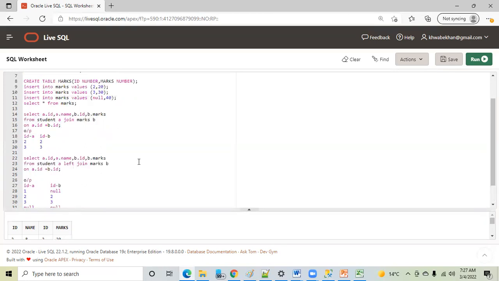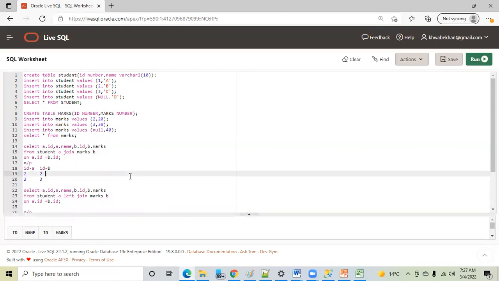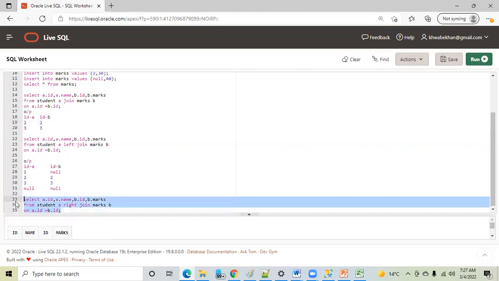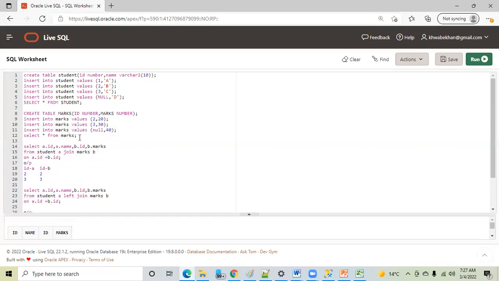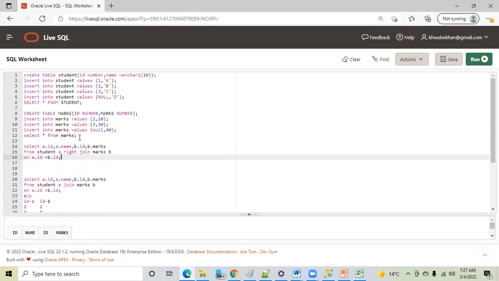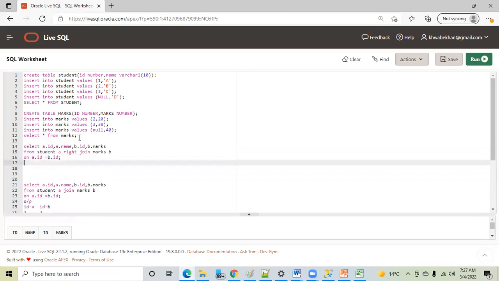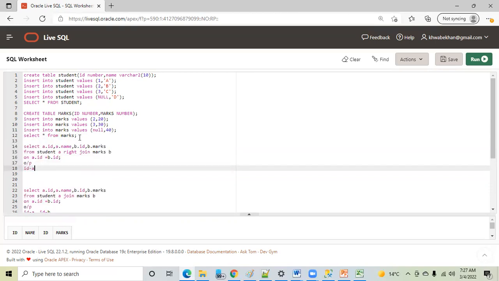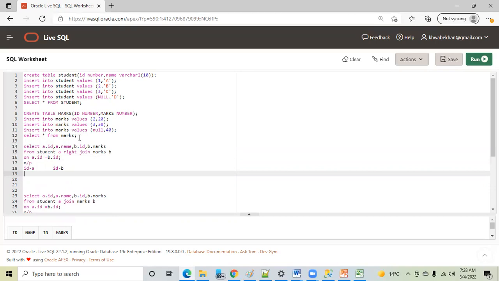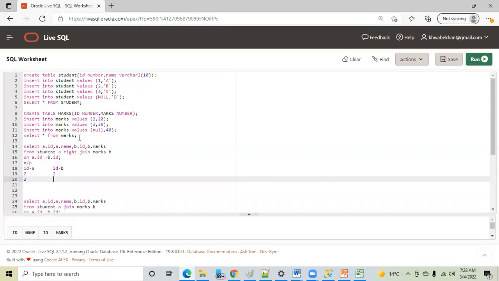Try to execute this. What will be the output? All records from the marks table and matching records. Now tell me what I will get. Right join marks. A table. First of all, tell me what are the matching records? Yes, 2, 2, 3, 3. This is clear, right?